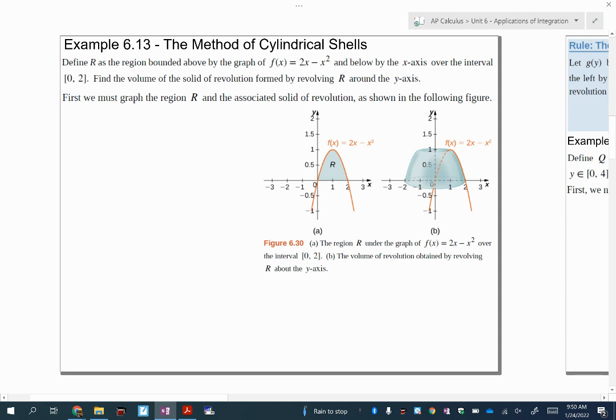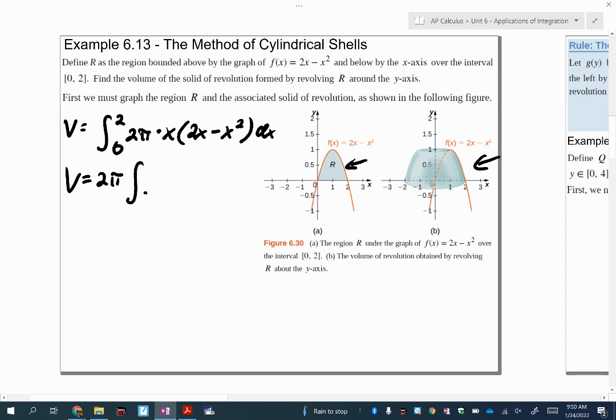Same kind of process. You'll notice here is what it looked like a unit ago. Now we're taking that and rotating it around the y-axis to look like this new shape. We want to find the volume of that. So it's going to be the integral from 0 to 2 of 2 pi times x times 2x minus x squared dx. I'm going to move the 2 pi in front and distribute that x to get 2x squared minus x cubed.